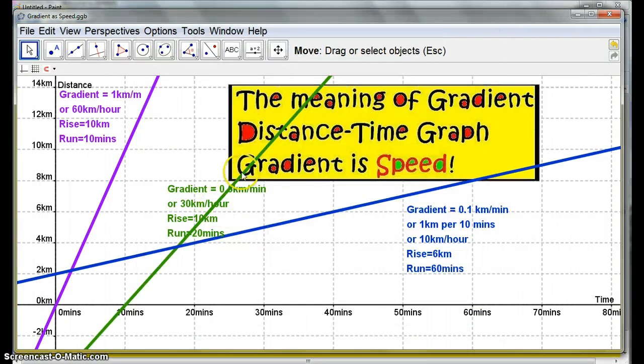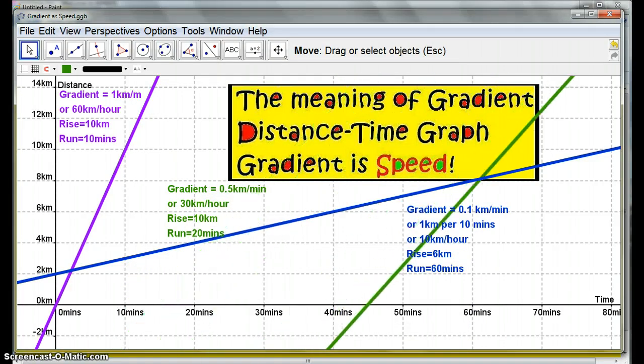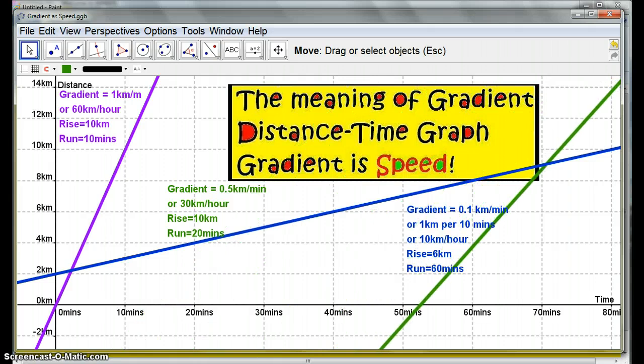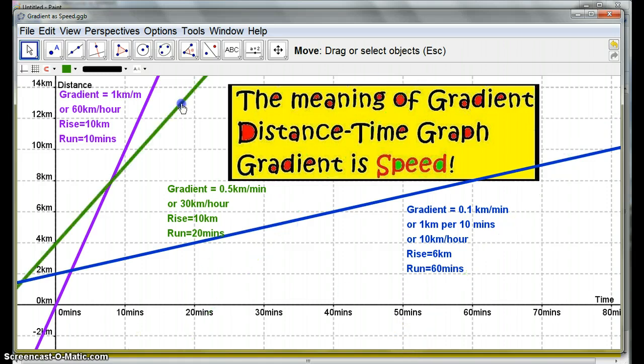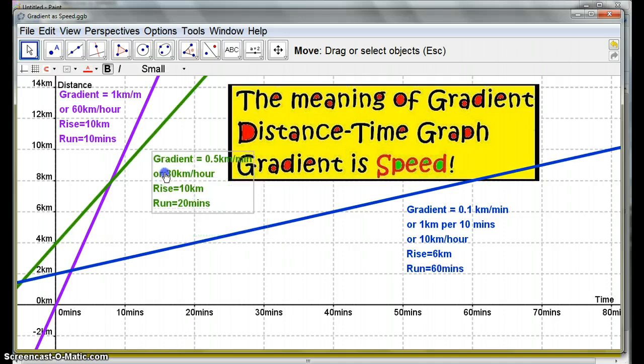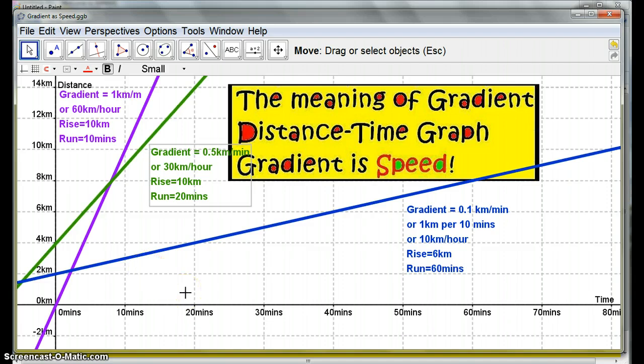Okay, so I've actually put them further down. I could put them right down there, so they're starting way behind the start line. I'm going to move them back. What's the y-intercept of the green one? What's this y-intercept? It starts at 4 kilometres, correct.